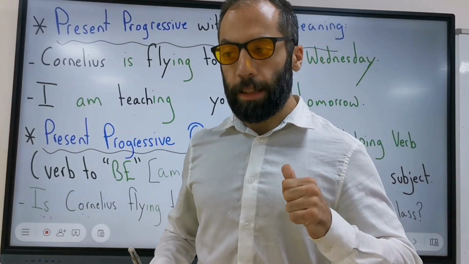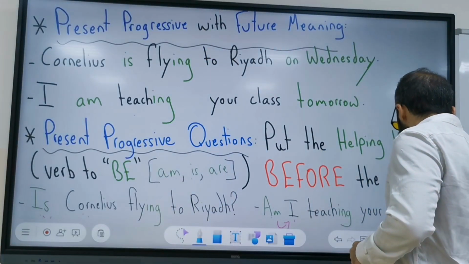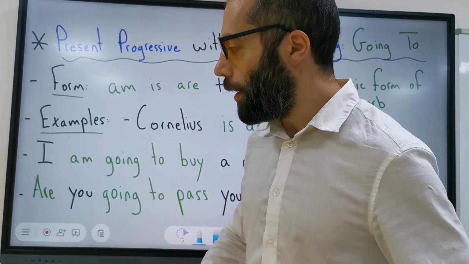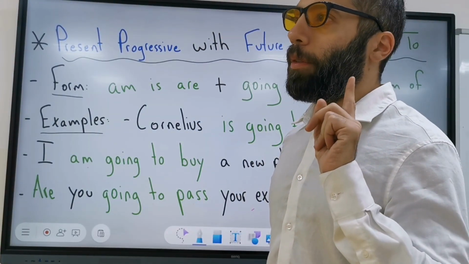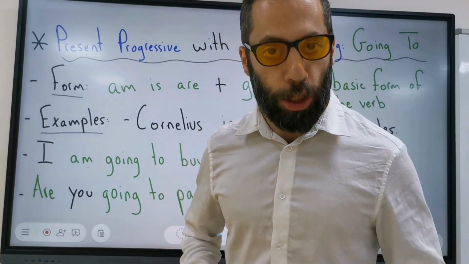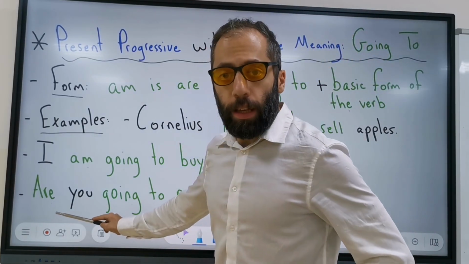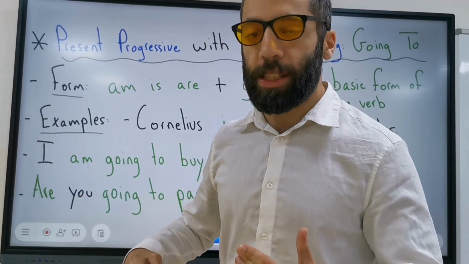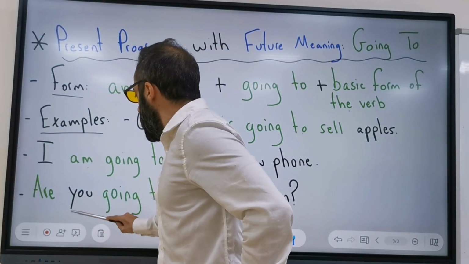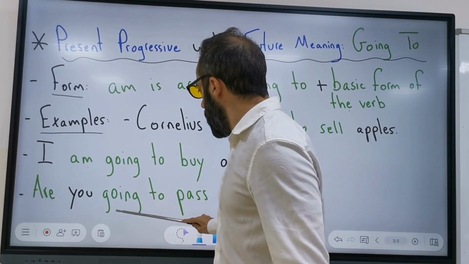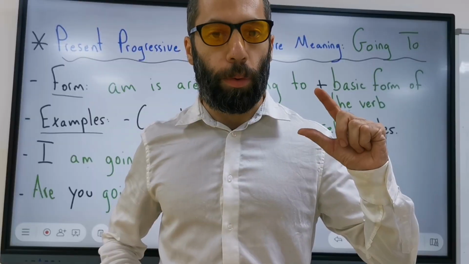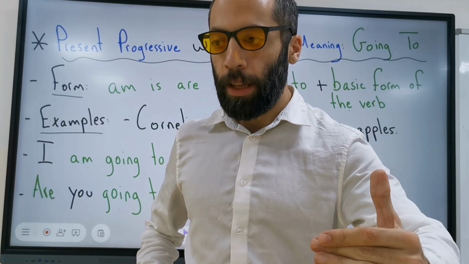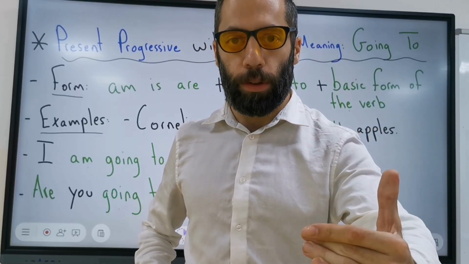Let me go back to the question that I showed you a few minutes ago. Let's look at one more example for the present progressive being used as a question. Instead of saying you are, let me switch it around because it's a question. So I would say, are you? Are you going to pass your exam? So verb to be first in questions, and then the subject, and then I will continue the verbs and the rest of the question.